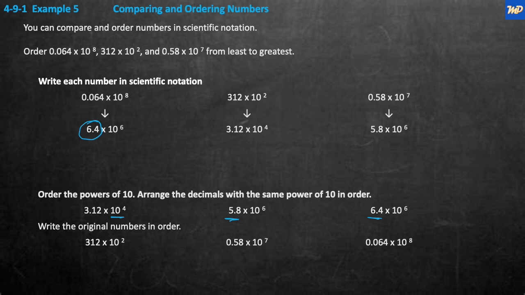And now you convert them back. To go from 3.12 times 10 to the 4th to 312 times 10 squared is where you're going back to. You're just converting it. You don't have to even do the conversion. You just find it and go back, actually. Then it's the 0.58 times 10 to the 7th. And then over here, we got 0.064 coming from here. So that means it's 0.064 times 10 to the 8th. And if you look over here, it's the one you started with.